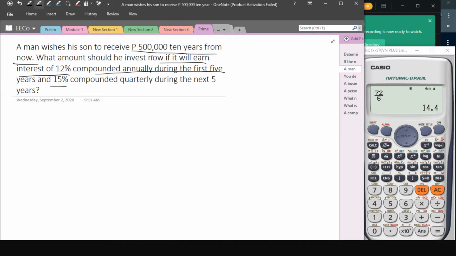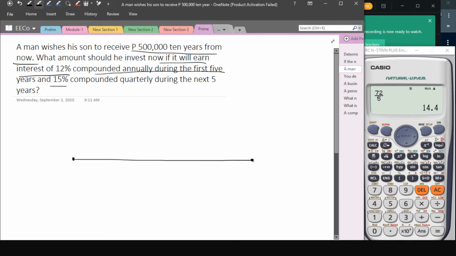Now, if it will earn an interest rate of 12% compounded annually on the 5th year. Okay? In the next 5 years, maging 15% compounded quarterly. Okay? Atiin natin. That is the time na mas maganda, gawin natin siya ng cash flow diagram. So, cash flow diagram for 10 years. So, 0th year to 10 years. So, ibig sabihin, will earn after 10 years.